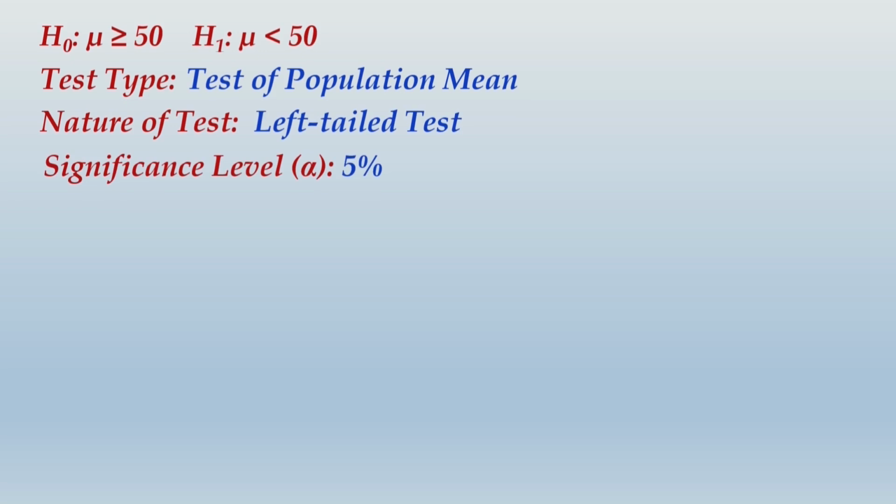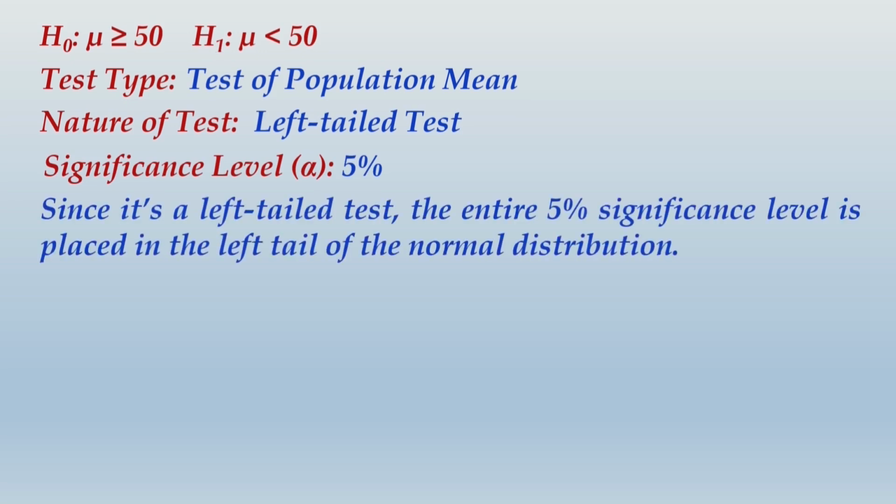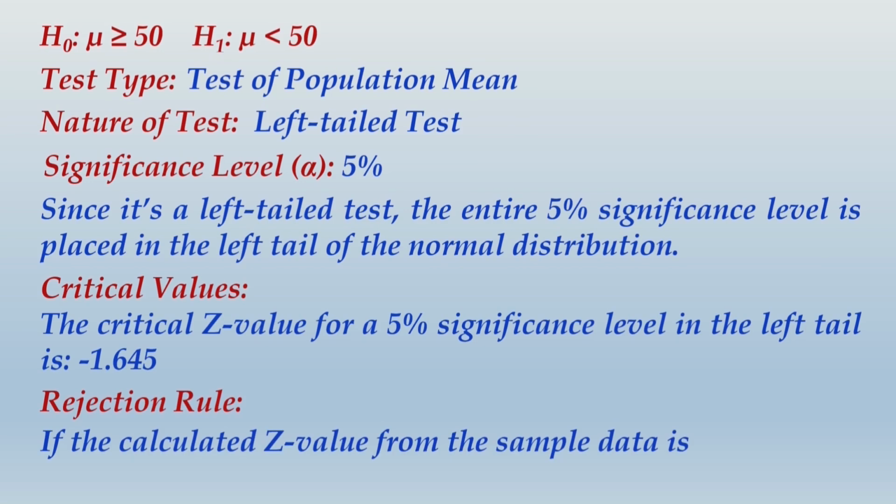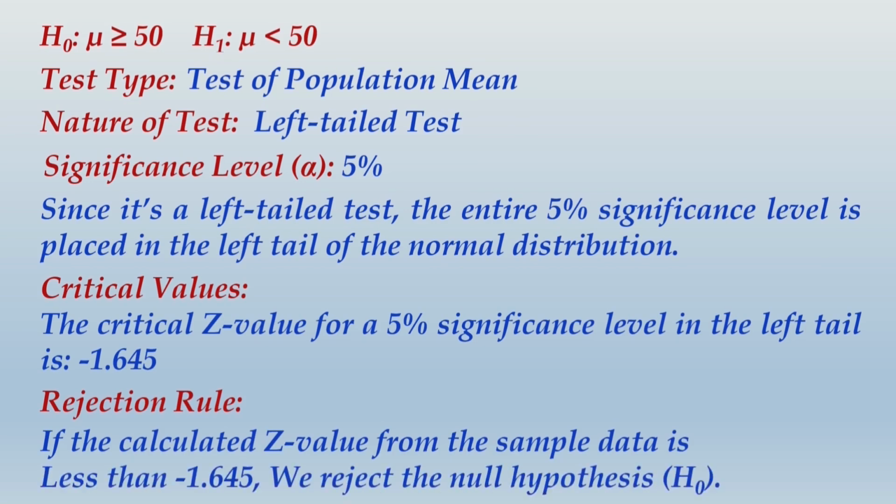Level of significance, that is alpha, is given in the question already as 5%. Since it is a left tail test, the entire 5% significance level is placed in the left tail of the normal distribution. The critical values, now we have already experienced one thing, that for the left tail test, if it is a 5% significance level, the critical value of Z has to be -1.645. You know it already. So what will be the rejection rule? If the calculated Z value from the sample data is less than -1.645, we reject the null hypothesis, that is H0. So please carefully write up this part of the solution and then I take you ahead.